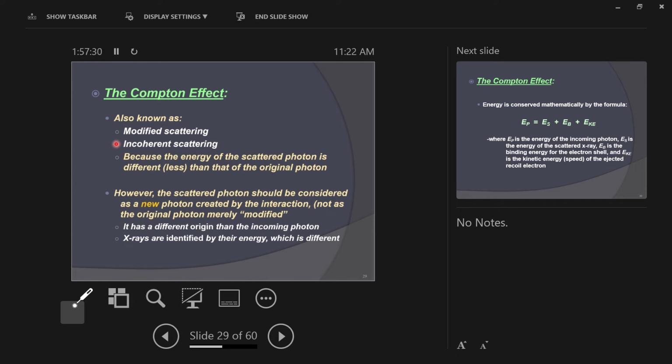So modified scatter. We call it modified or incoherent scatter because the energy of the scattered photon is different, and you can't predict exactly where the photon is going to go, where it's going to scatter. That's why it's scatter. The scattered photon, remind yourself, is considered to be a new photon because it has a different energy than the original incoming incident photon.